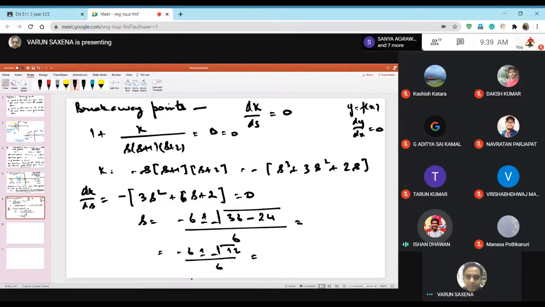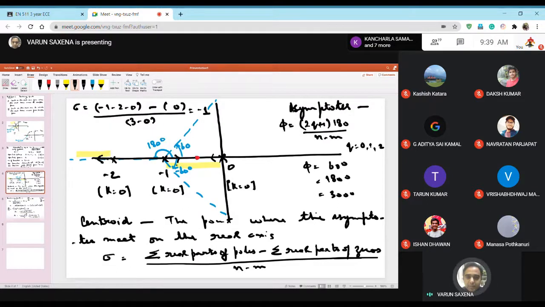Sir, minus 1.577 or minus 0.422. So you get minus 0.422 and minus 1.577, right? So now you get two values of s. Now, if you go back to your root locus, you will see that minus 0.422 lies between 0 and minus 1, and that is a valid region where root locus will be.